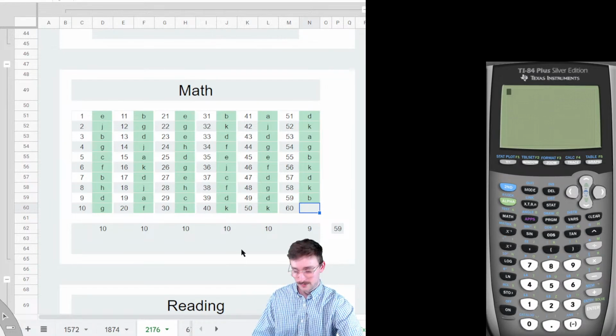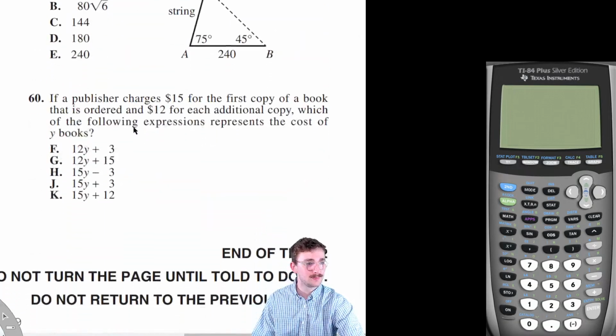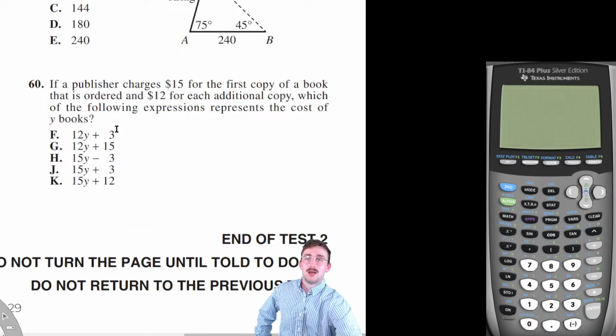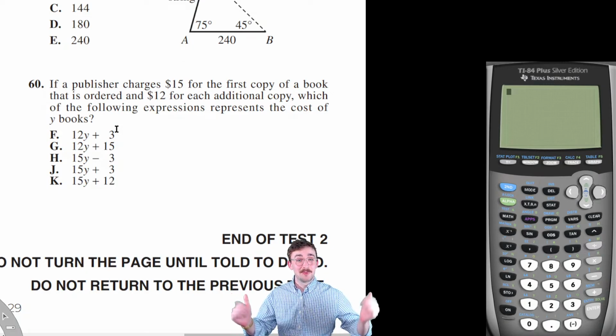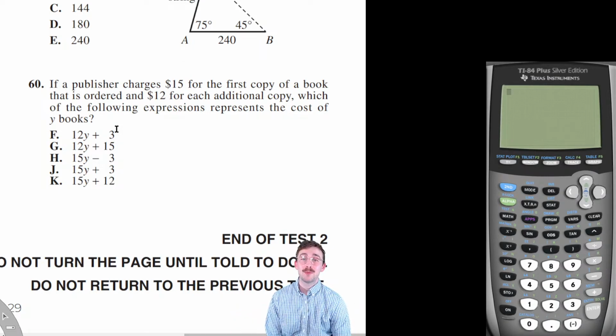Alright, so what else? If a publisher charges $15 for the first copy of a book, final problem. Yay. If a publisher charges $15 for the first copy of a book that is ordered and $12 for each additional copy, which of the following expressions represents the cost of Y books? They love to do this. What they're doing here is there's a y-intercept of 3. And the only reason I know this is because there's another test where they do the exact same thing, and I think it's the last question.